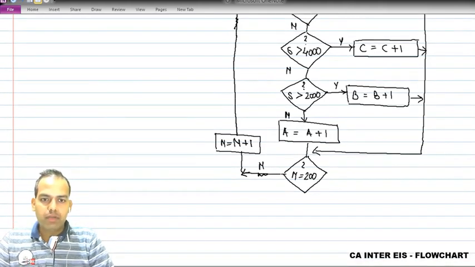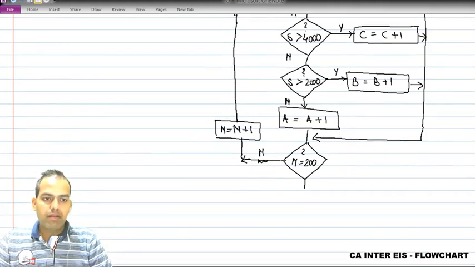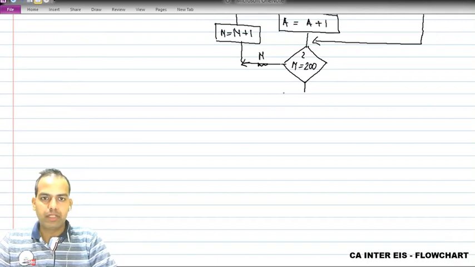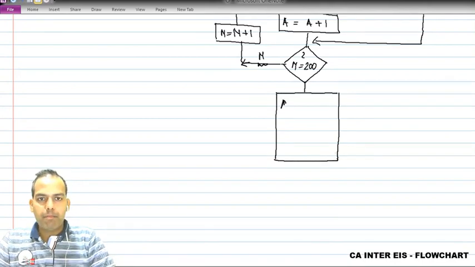After the 200 employees are done, then I have to calculate the percentage. Look at the way I am calculating the percentage. Okay, so I am creating a process box. This box is called a process box. Now, PA is equal to A divided by 200. No? So I will take 20.